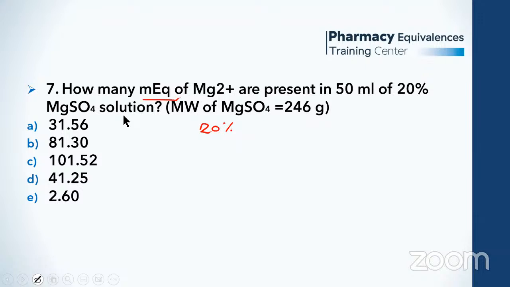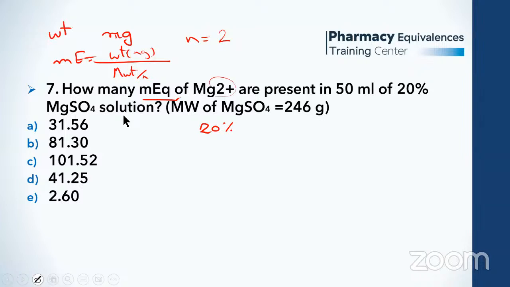How many milliequivalents? So the weight should be in milligrams, right? Milliequivalents equal weight in milligrams over the molecular weight over the small n. The small n here equals 2, because here we have magnesium.